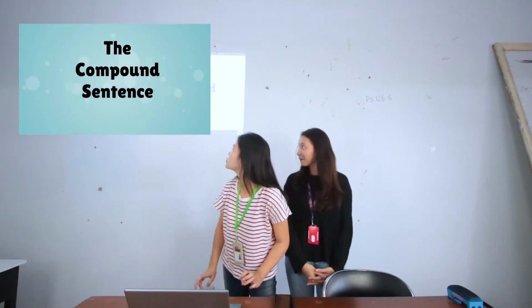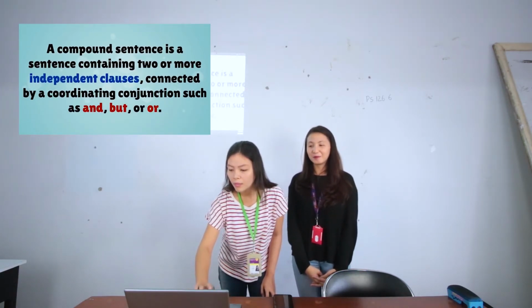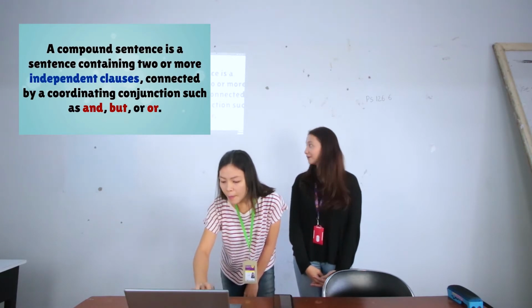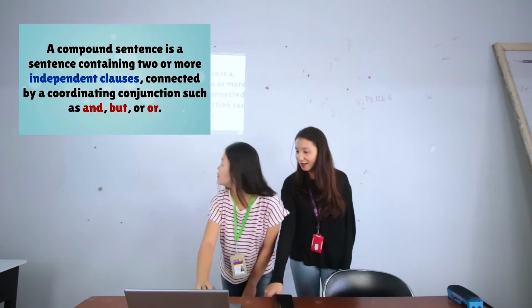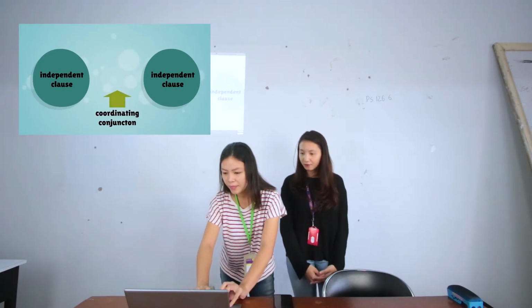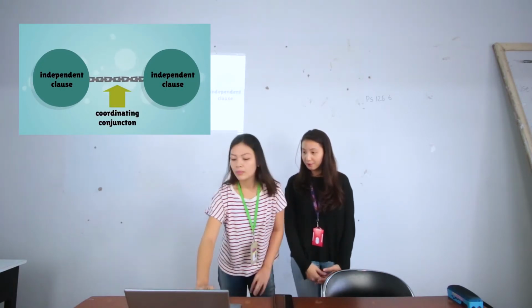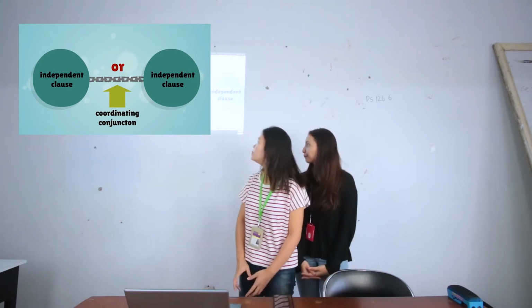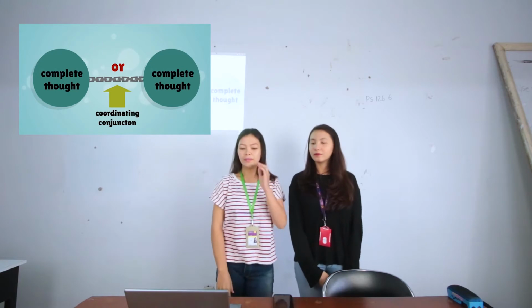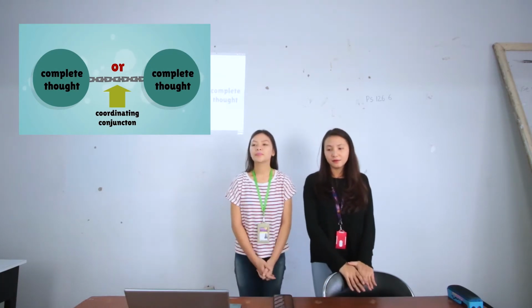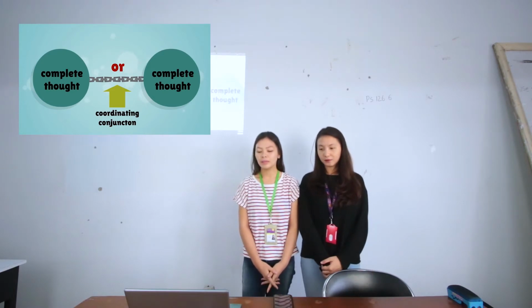Okay, class. To make sure you really understand, I will show you a video. The compound sentence. The compound sentence is a sentence containing two or more independent clauses, connected by a coordinating conjunction such as and, but, or. You can visualize it something like this. Here are our independent clauses, and here they are linked together by one of our coordinating conjunctions, and, but, or. Remember, as we learnt in our video on independent clauses, you can also think of an independent clause as a single, complete thought.